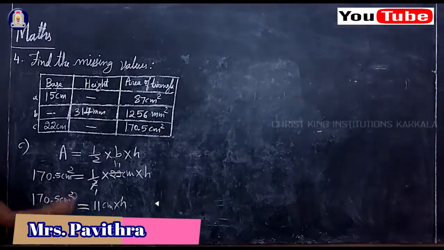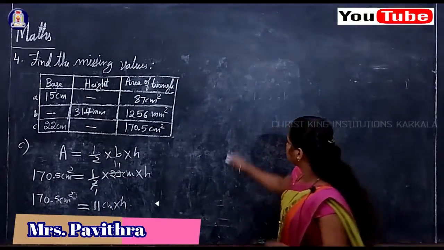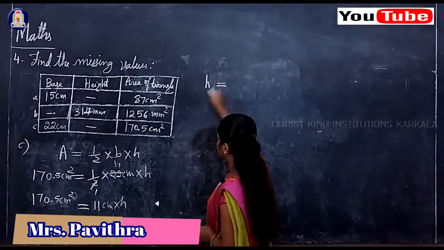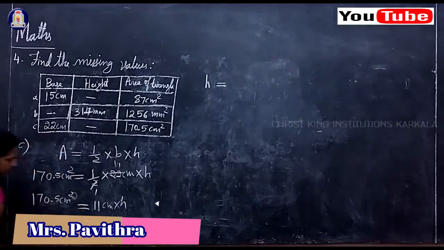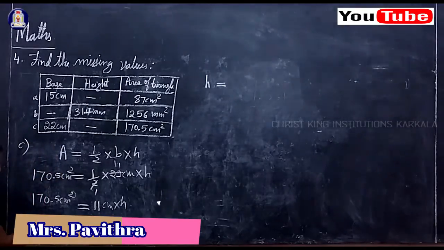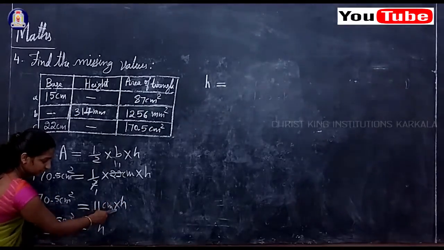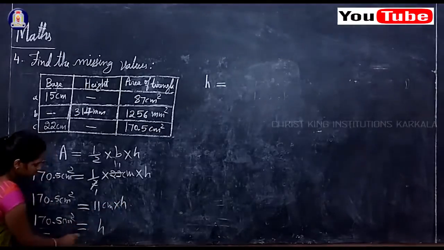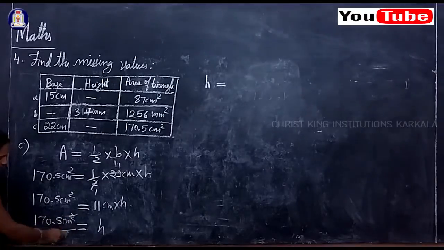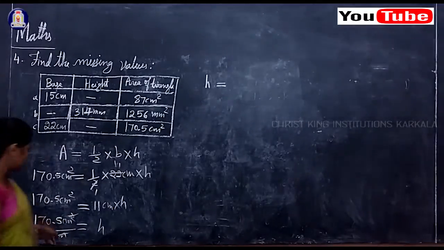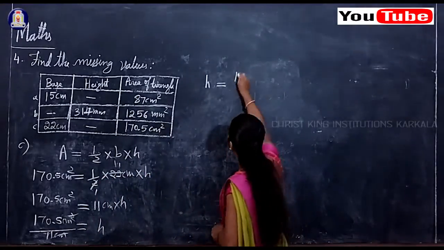Here 170.5 centimeters square. So now we want to find the value of h. So h will remain in the same place, and 170.5 centimeters square will remain in the same place. Along with the h, the number here is 11 centimeter. So this is multiplied to h, so we'll divide the other side by 11 centimeter. So here centimeter and centimeter cancel. Centimeter square, that 1 centimeter will cancel. Clear?